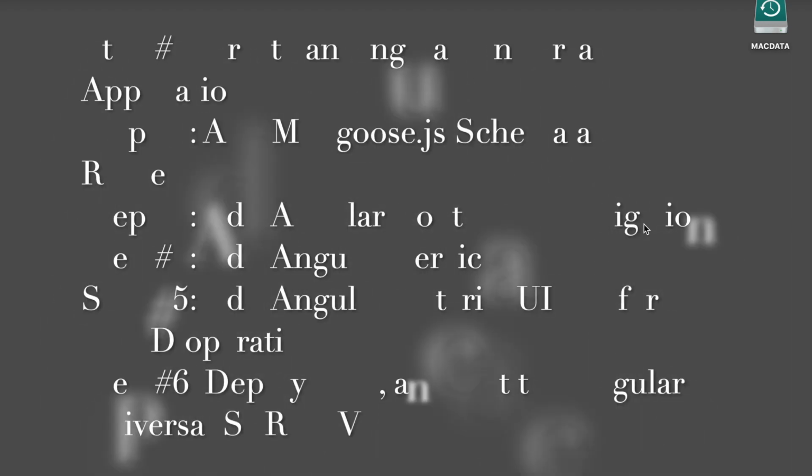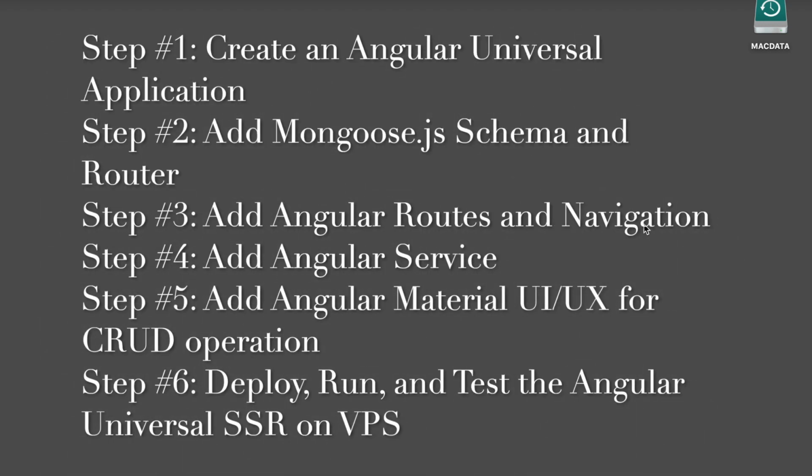This tutorial is divided into several steps. Step number 1. Create an Angular Universal application. Step number 2. Add Mongoose.js schema and router. Step number 3. Add Angular routes and navigation. Step number 4. Add Angular service. Step number 5. Add Angular Material, UI or UX for CRUD operation. Step number 6. Deploy, run, and test the Angular Universal SSR on VPS.